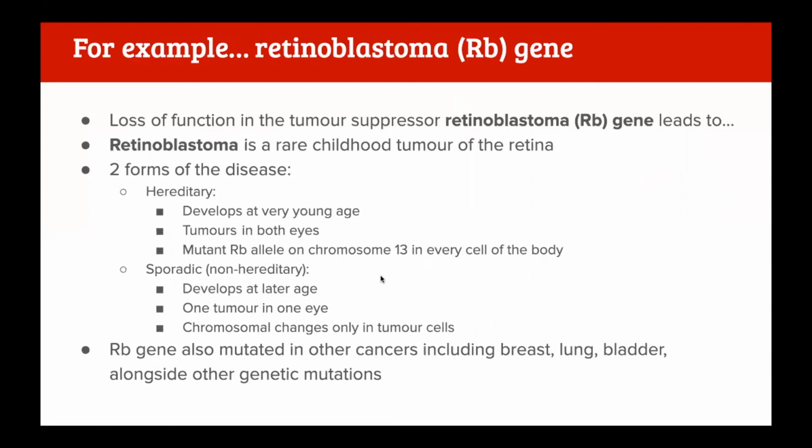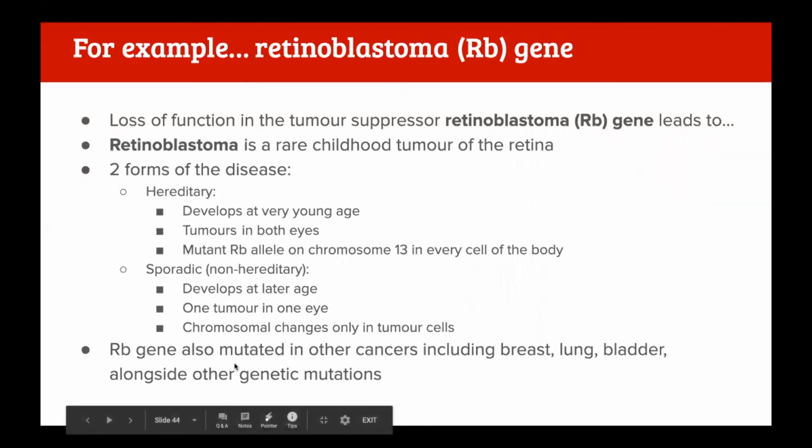The other form is sporadic, which is non-hereditary. It develops at a later age, and its characteristic is only one tumour in one eye, and the chromosomal changes will only be present in the tumour cells. The RB gene is also mutated in other cancers, including breast, lung, and bladder cancer, alongside other genetic mutations as well.